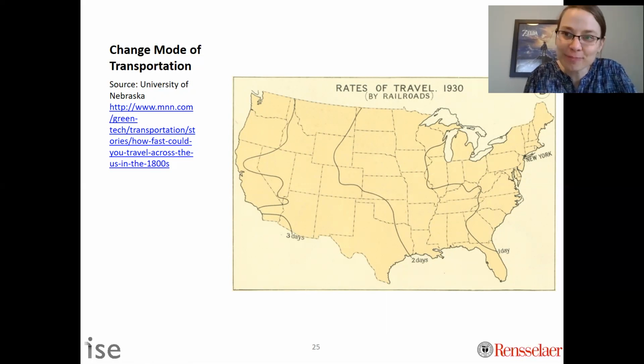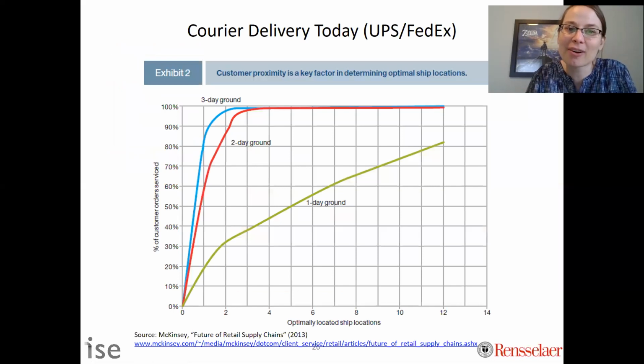And then today, this is for courier delivery. So you think about UPS or FedEx. The x-axis here is the number of locations. So let's say we had one location and it was in, let's say, New York City. We can get to about 20% of the population through 1-day ground. But if we have 2 days, we can get to whatever, 60%. If we have 3 days, I don't know, 85%. So it is quite amazing how fast we can deliver things, even with relatively few locations.